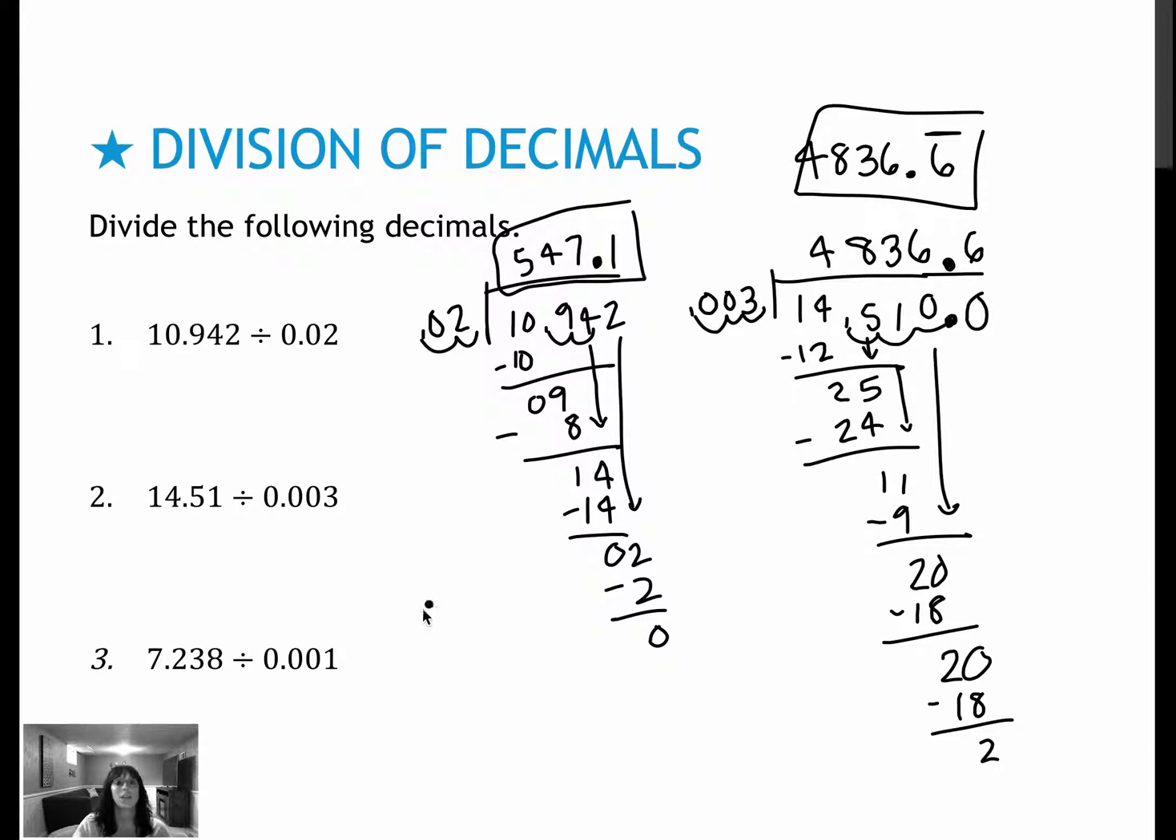So that's my answer. And then, of course, my last one, I'm dividing by something smaller than 1, so I'm moving to the right 1, 2, 3 places. So 1, 2, 3 places would give me 7,238.